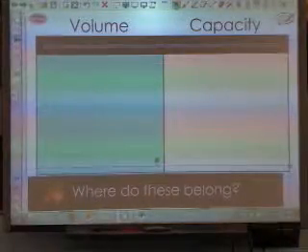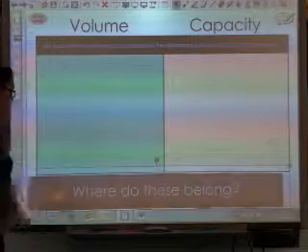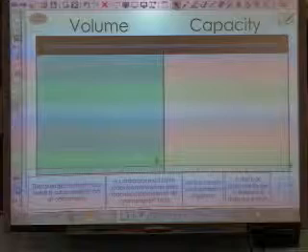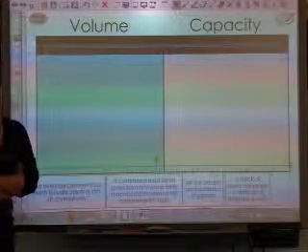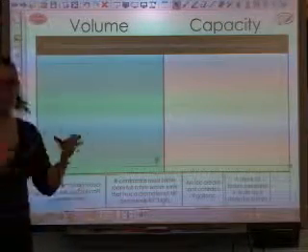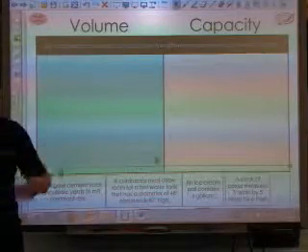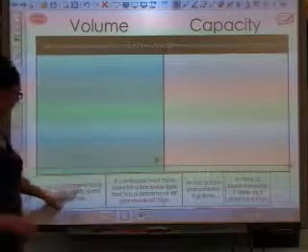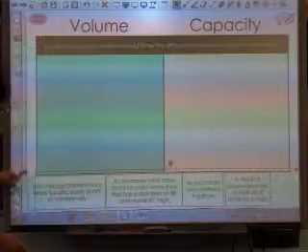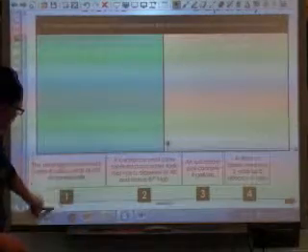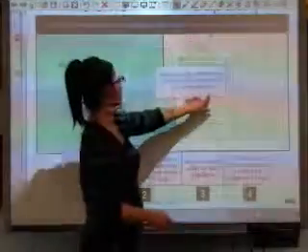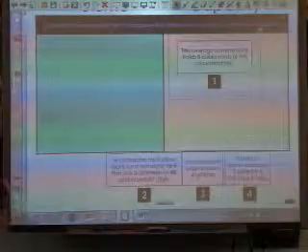So if we look at these examples to see where these belong. The average cement truck holds about 6 cubic meters of cement mix, or 8 cubic yards. Is that volume or is that capacity? Well, think about cement. When it's in a mixing truck, cement is liquidy. That's going to be capacity.